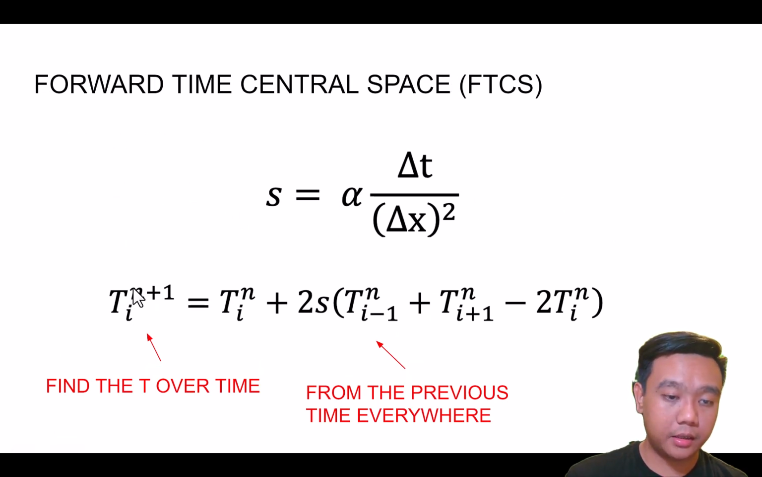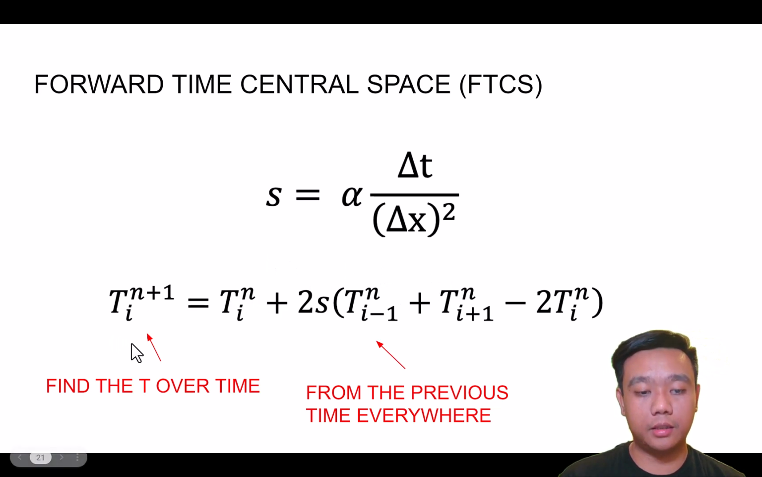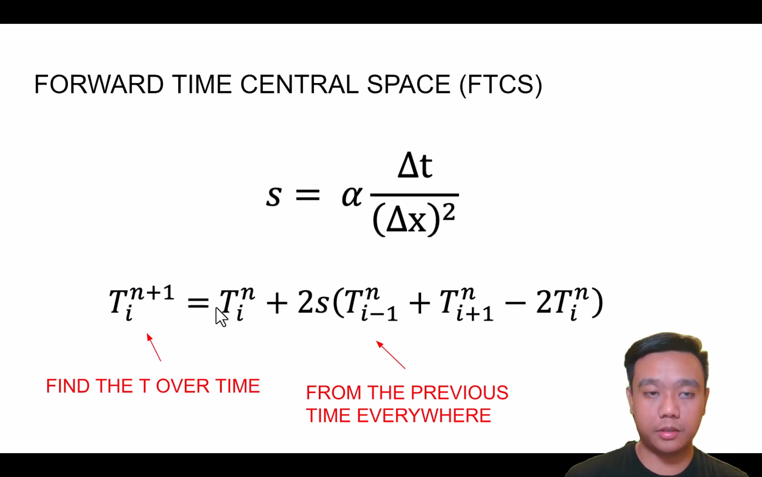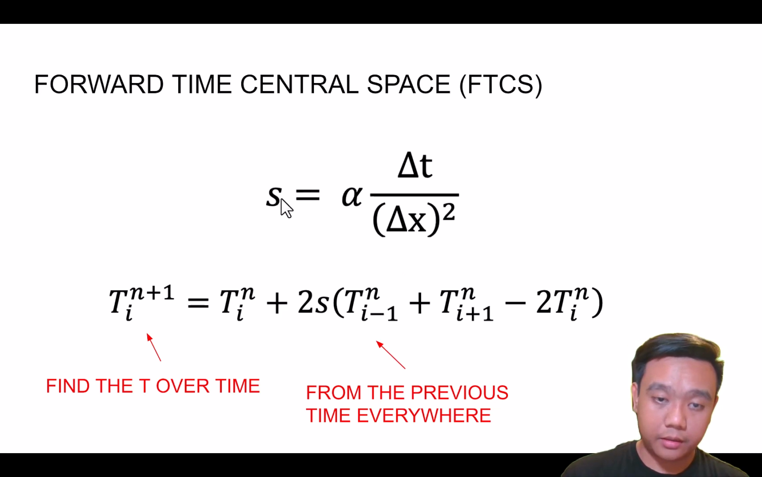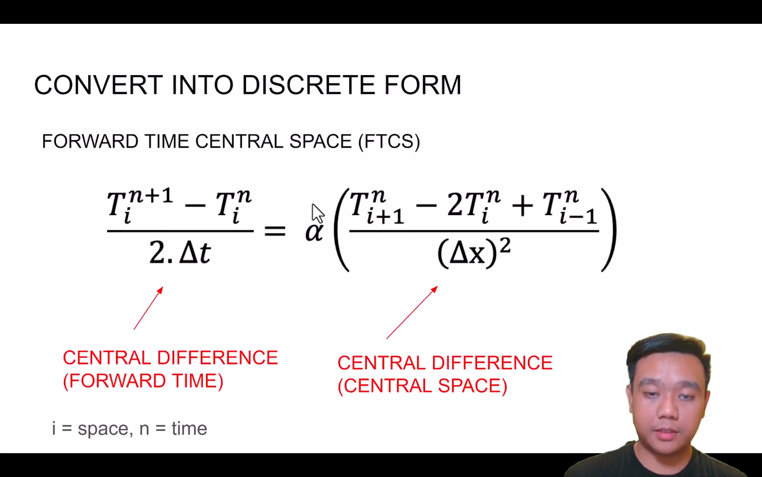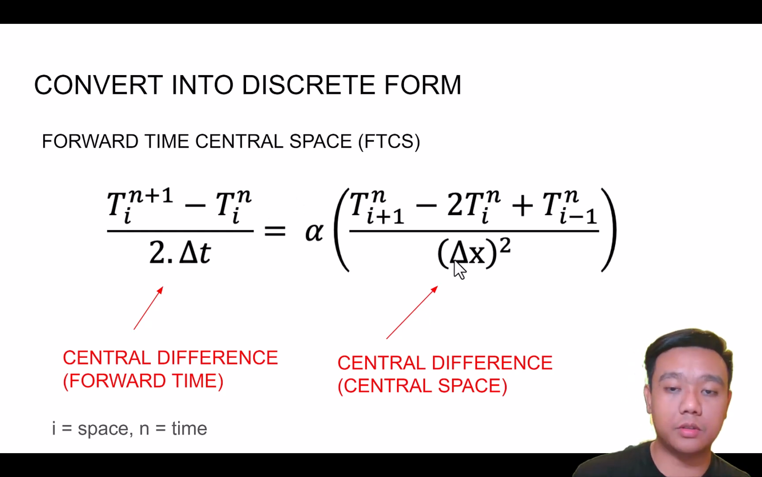T_i at n plus 1 is equal to everything on the right-hand side at n. So we will compute it over time: we calculate for n, then n plus 1, n plus 2, and so on and so forth. And we also define a new parameter here, s, which is equal to alpha times delta t divided by delta x squared, just to simplify these constants. We assume that the delta t and delta x here are constant.